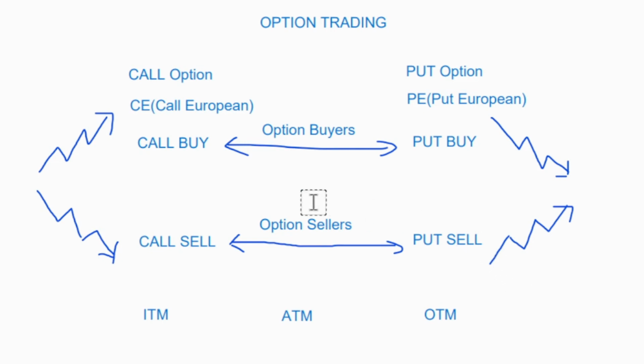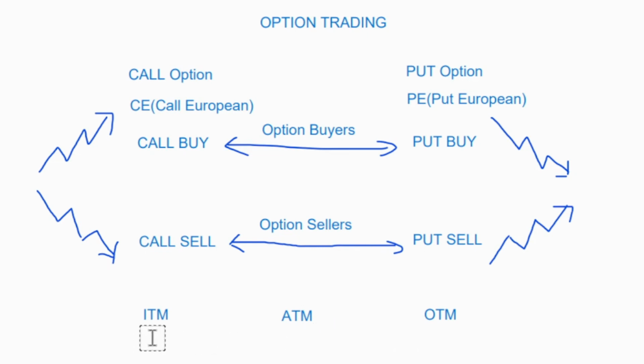You have two options. If the market is going upside, you can take a trade on call buy or put sell. If you are thinking the market will go down, you can take a trade on put buy or call sell. These are the things we studied in the last series, and along with that we studied ITM, ATM, OTM.